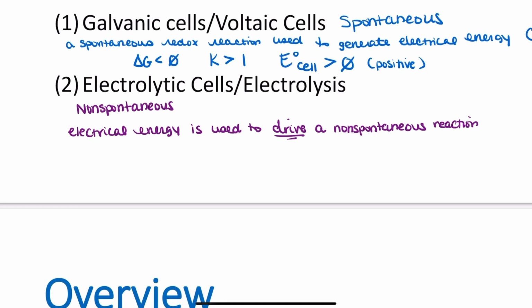The battery doesn't just miraculously have charge. Instead, we plug it in. We use electricity to force the battery to charge. A non-spontaneous process. Because it is non-spontaneous, delta G will be greater than 0, 0 is less than K is less than 1, and your cell potential is less than 0 or a negative value.